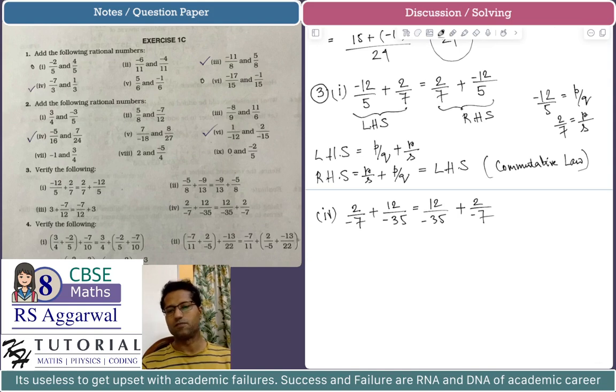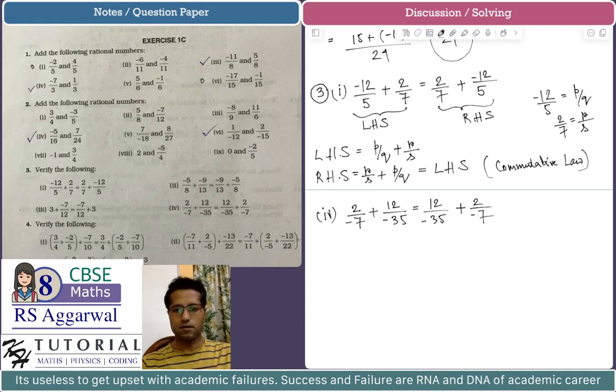Now to solve this problem, if you first convert the rational numbers to have positive denominators, and then simplify the LHS, simplify the RHS, and test the equality of the two values, I think that will be a redundant way of solving. It is time consuming, and this equality can be straight away verified using the concept of commutative law of addition of rational numbers.